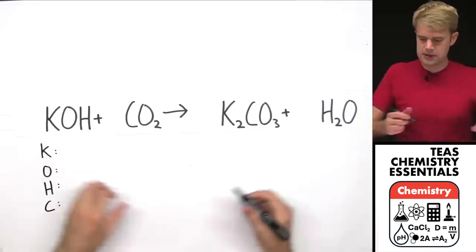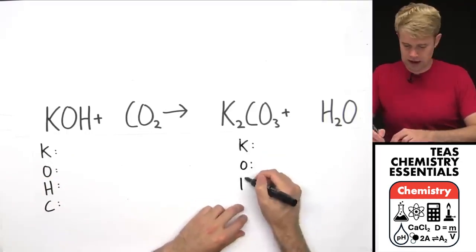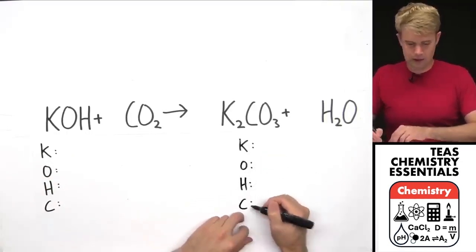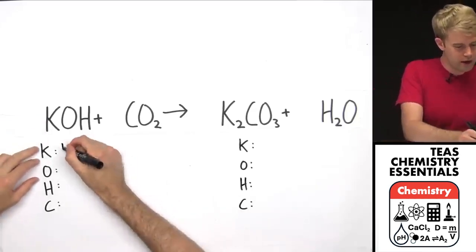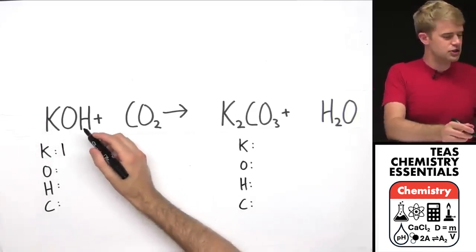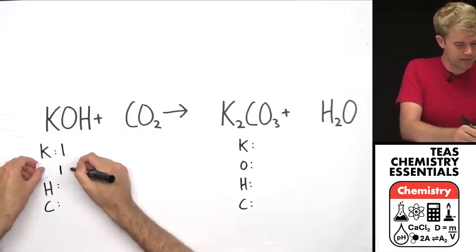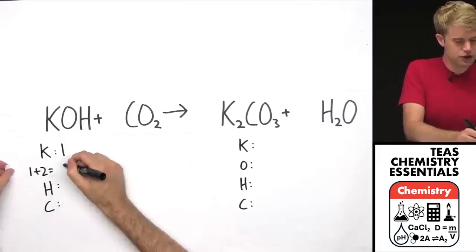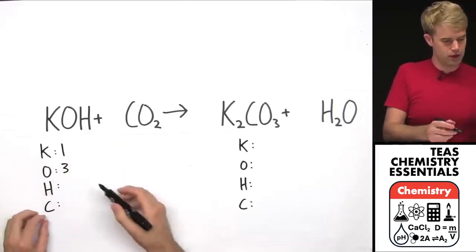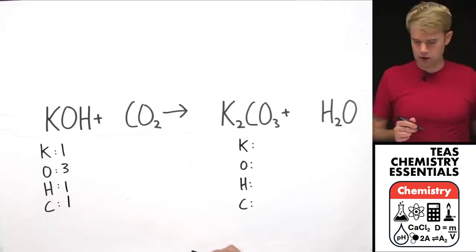And over on this side, we've got potassium, oxygen, hydrogen, and carbon. Okay, how many of each of these do we have? We've got 1 potassium here. Now for oxygen, you just have to be a little bit more careful, because we have 1 oxygen here, but then we have 2 oxygens here. So 1 plus 2, total we have 3. Then hydrogen, we have 1 of those, and carbon, we have 1 of those.